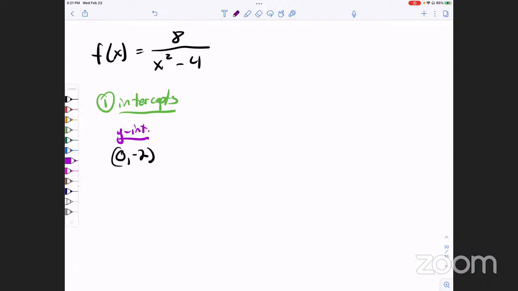If you can find the y-intercept, it's a good idea to just go ahead and find your x-intercept. To find the x-intercept, we set y equal to 0. But when is a rational function equal to 0? When the numerator is equal to 0. So notice that this numerator will never be 0, so there's no x-intercept. So we're going to say none, and I'm going to highlight our results like this.